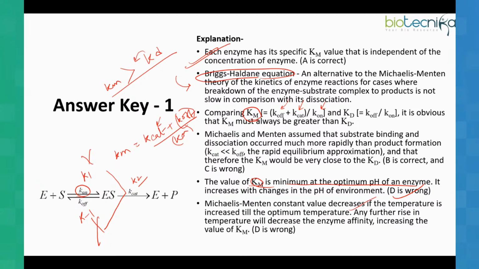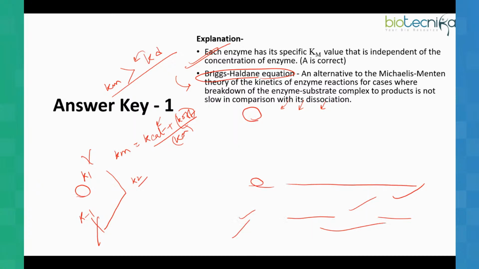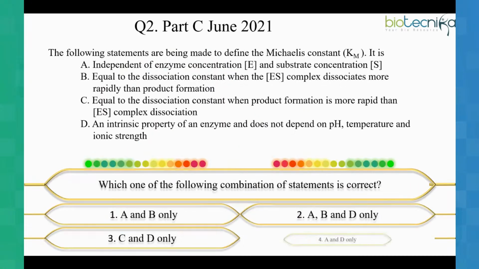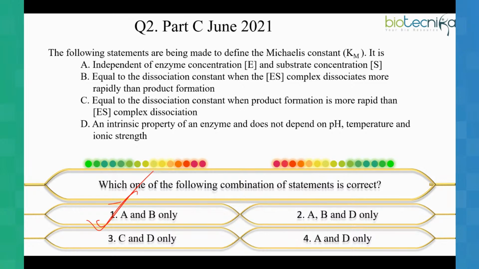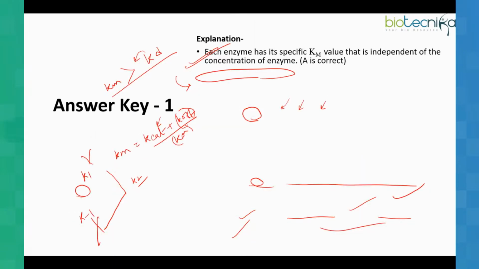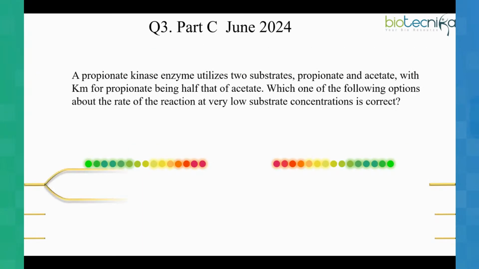Km value decreases if the temperature is increased until an optimum temperature. But if you take it any further up, it will decrease the enzyme affinity. Then it will increase the value of Km. That is why D will be wrong. You're supposed to select the incorrect statement. So that's why the correct answer here is option 1. I believe this is clear to you.